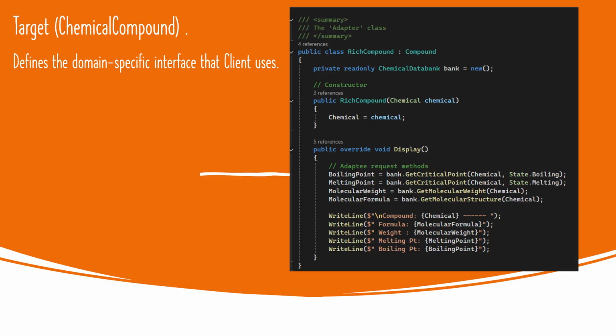So first is the target, the chemical compound. It defines the domain specific interface that the client uses. This is the interface which the client is going to use, and it will internally have our source class, which the client doesn't understand, but with the help of this target we'll make them understand.